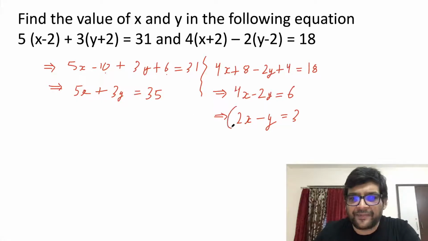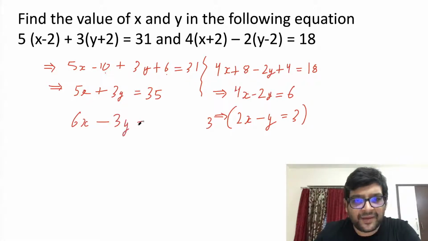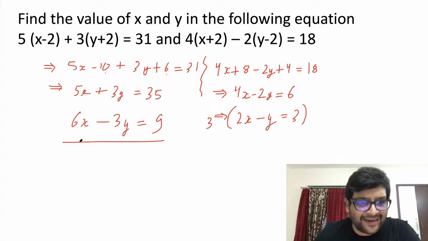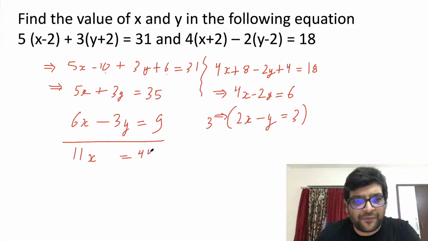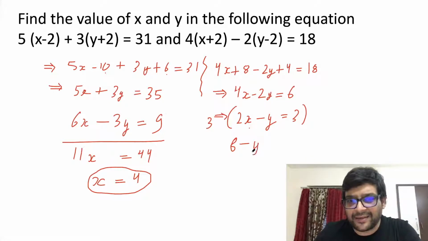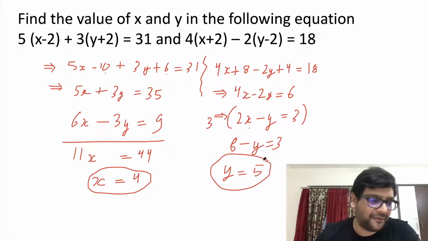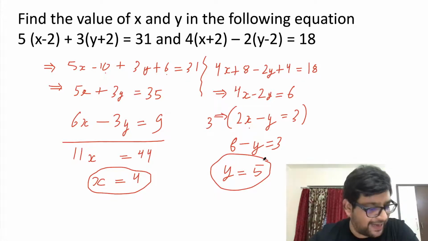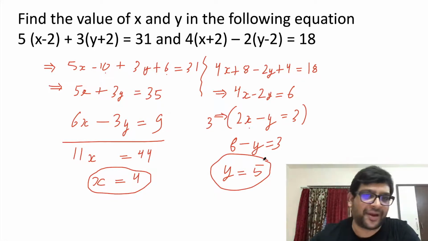I can multiply this equation with 3. So what will I get? I will get 6x minus 3y equal to 9. And then I will add the two equations. Once I add the two equations, I will get 11x equal to 44, or I will get the value of x as 4. Once I get the value of x as 4, I can put it here. This is 8 minus y equal to 3. y is 8 minus 3, or I get the value of y as 5. As Shreya had pointed out, you get 4 and 5.